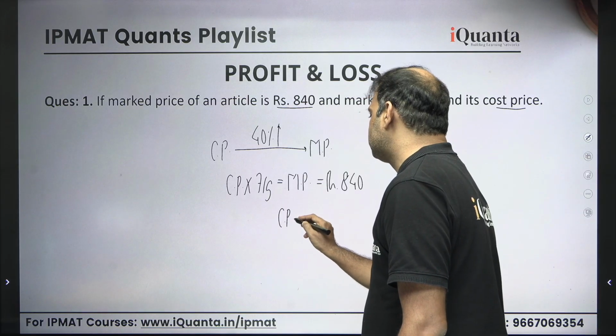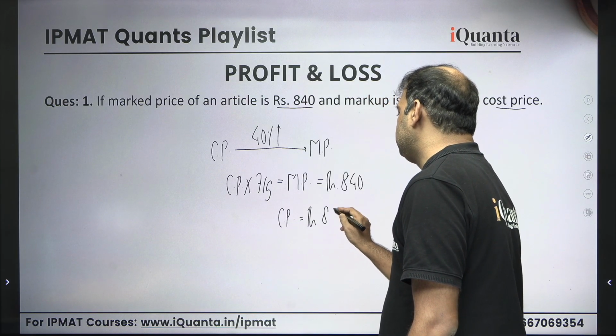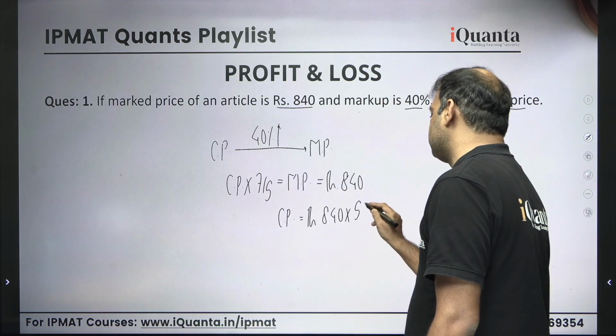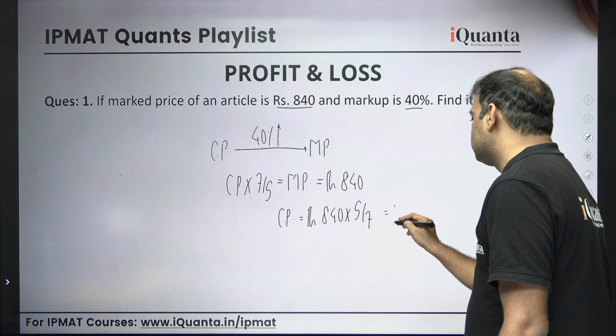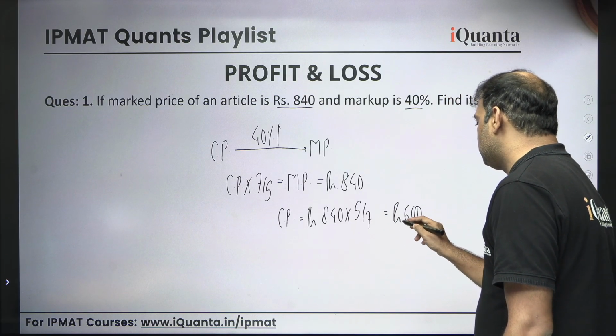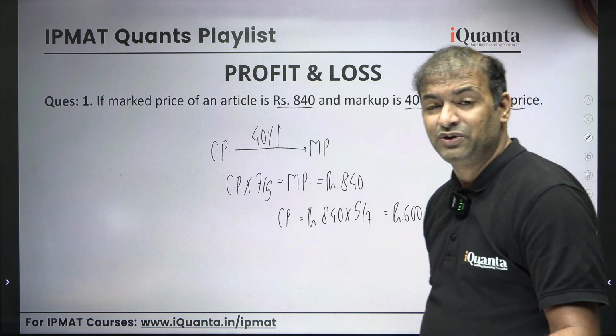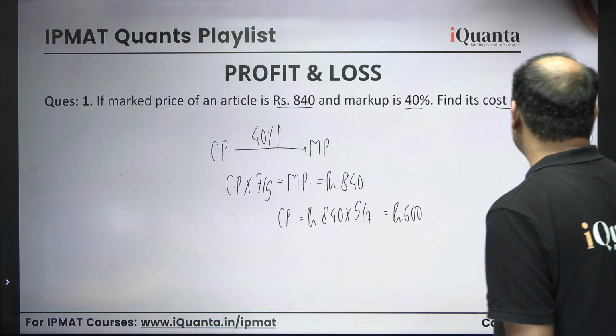So cost price has to be what? We can say rupees 840 into 5 by 7. Okay, now 840 by 7 is 120, and 120 into 5 is rupees 600. So we can say what? That cost price in this question has to be rupees 600. Alright guys, let's move to the next problem now.